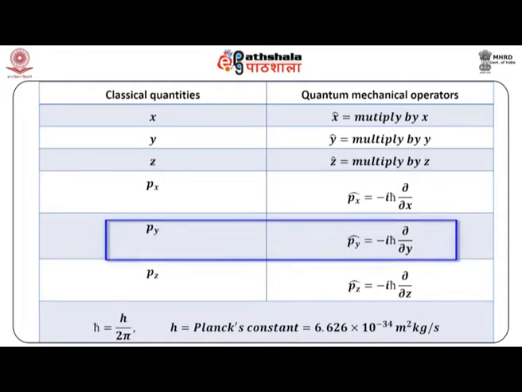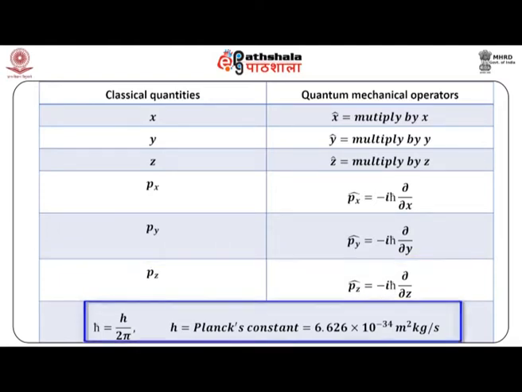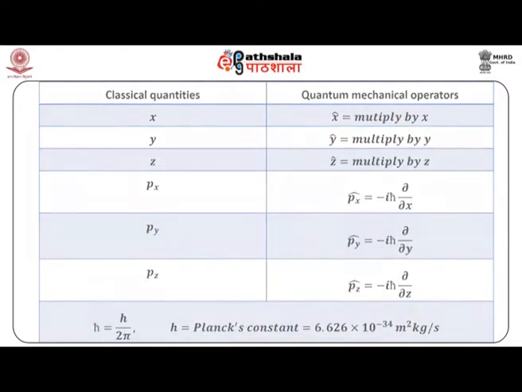Likewise, operator Py is equal to minus iota h cross del by del y, and similarly Pz operator is equal to minus iota h cross del by del z, where h cross is equal to h by 2 pi and h is Planck's constant with a value of 6.626 into 10 to the power minus 34 meter square kg per second.